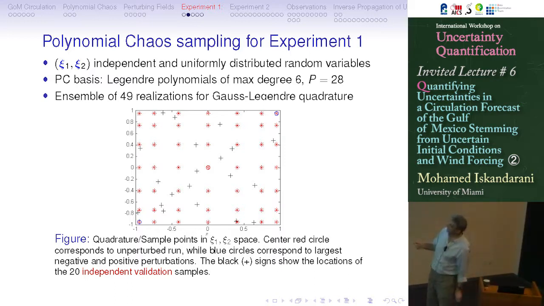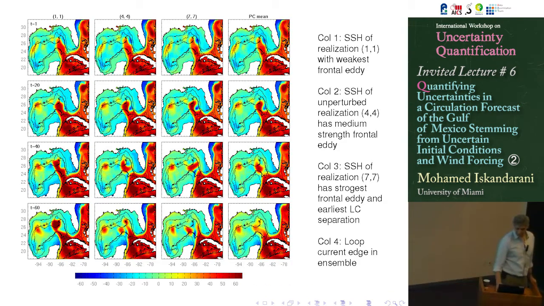So it turns out that examining the runs at these 3 points is very revealing, because it also confirms that our perturbations are really affecting the strength of the loop current and of the frontal eddy. Okay? So this is a little bit complicated to look at. The vertical axis essentially is a time axis, day 1, 20, 40, 60.